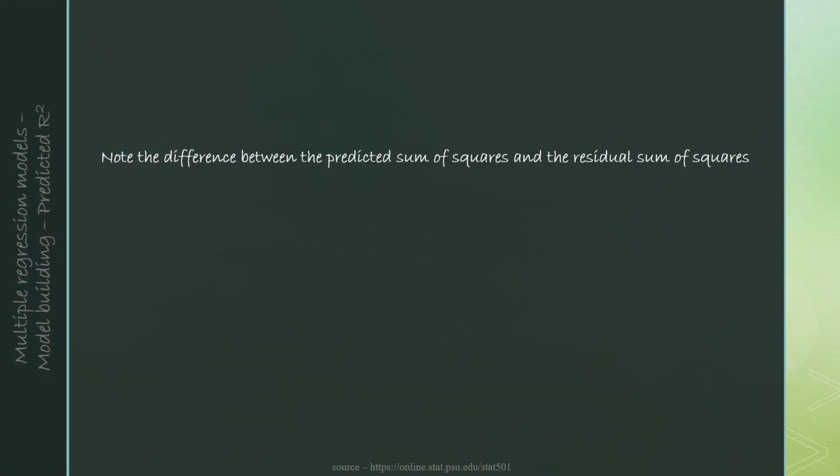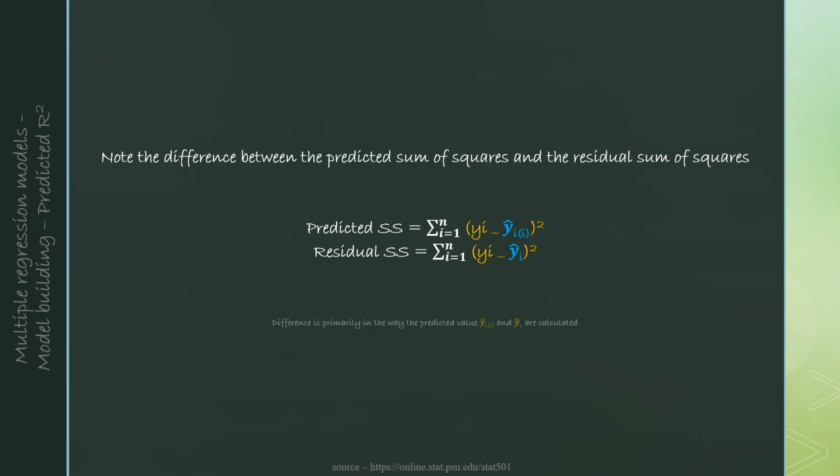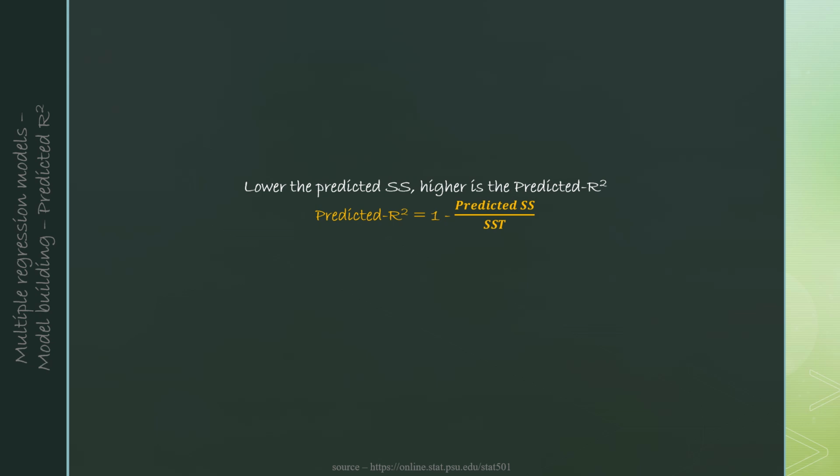Note the difference between the predicted sum of squares and the residual sum of squares. Predicted sum of squares equals sigma i equals 1 to n, yi minus yi hat, the whole square, and residual sum of squares equals sigma i equals 1 to n, yi minus yi hat, the whole square. The difference is primarily in the way the predicted value yi hat is calculated. Lower the predicted sum of squares, higher is the predicted R-square, and higher is the model's predictive ability.